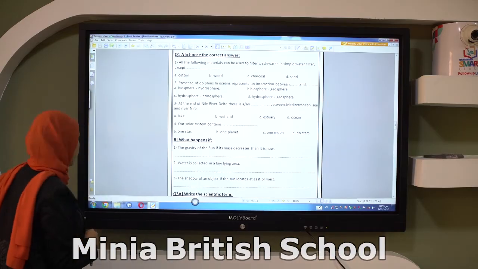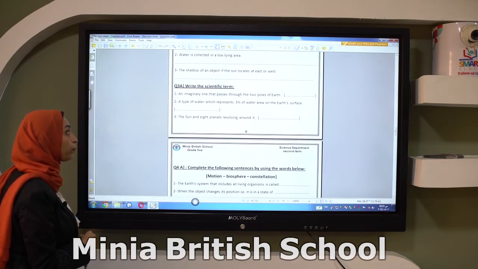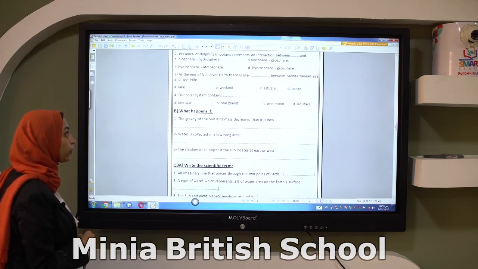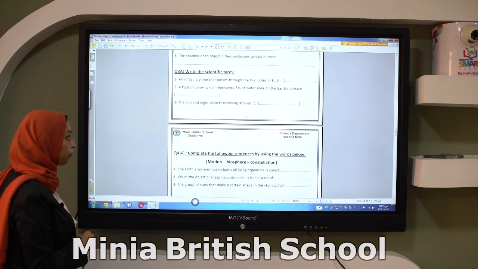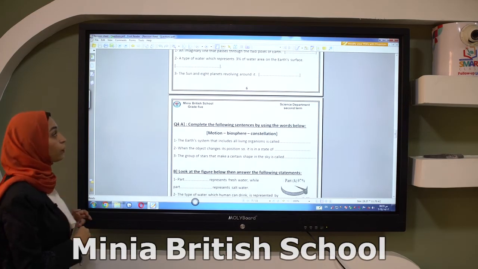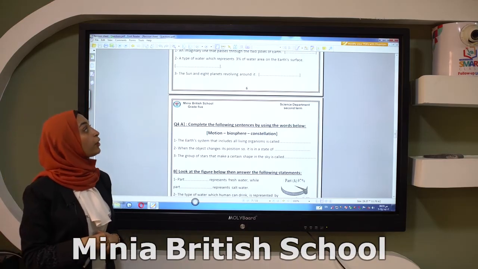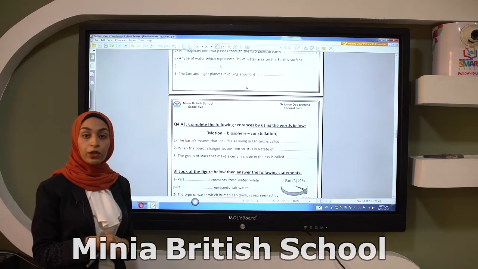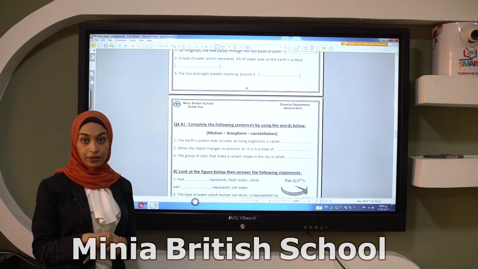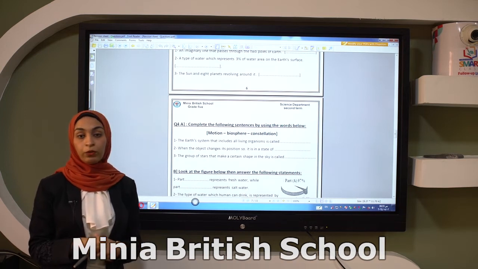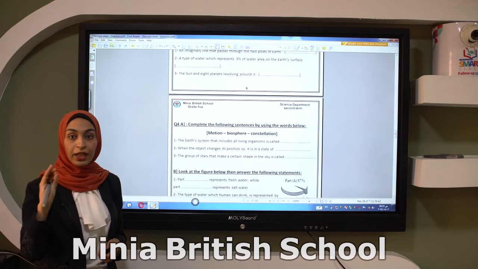How can we answer question 2? Scientific term. An imaginary line that passes through the two poles is called what? Axis. But I cannot write axis only. We have to write here Earth's axis.